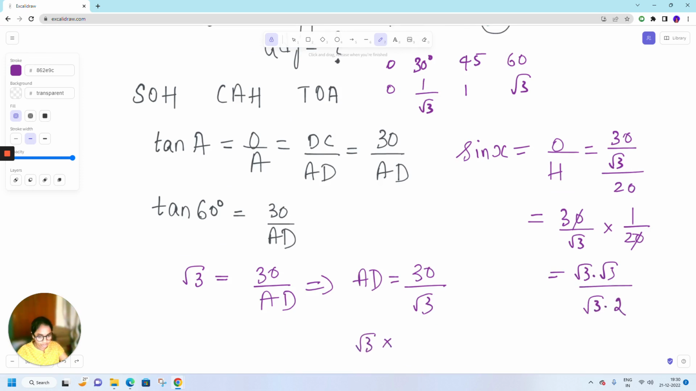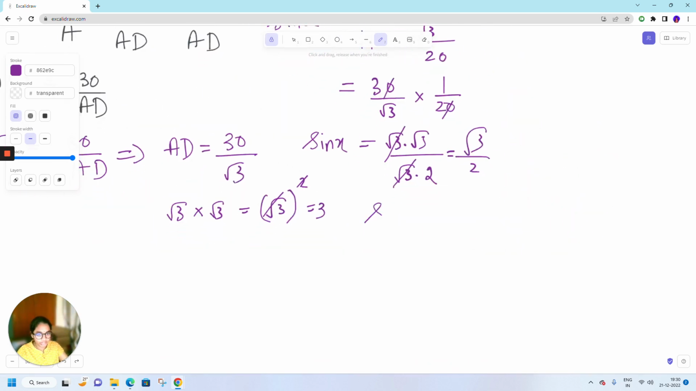What is root 3 into root 3? Root 3 the whole square. Square and root get cancelled. So the value is 3. Here as you can observe, root 3 and root 3 get cancelled. I would get root 3 by 2. This is sine x. So what did we get? Sine x is equal to root 3 divided by 2. Now, for which value do we get root 3 by 2 in the sine table?